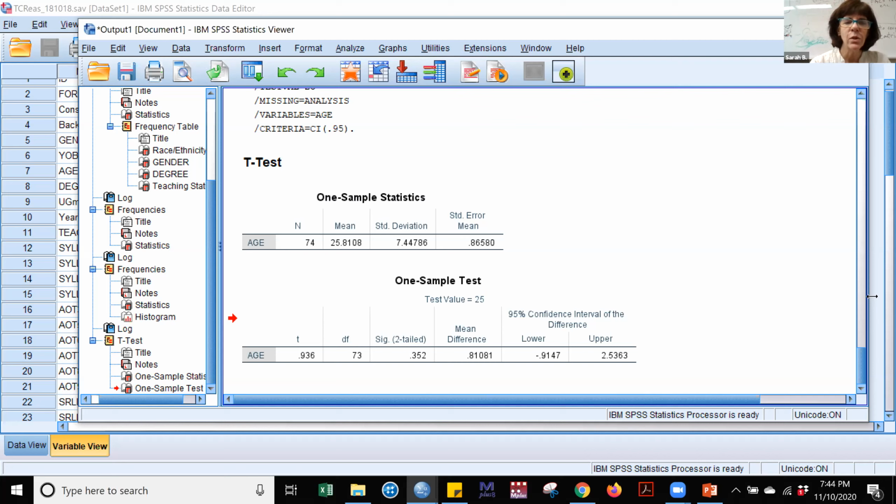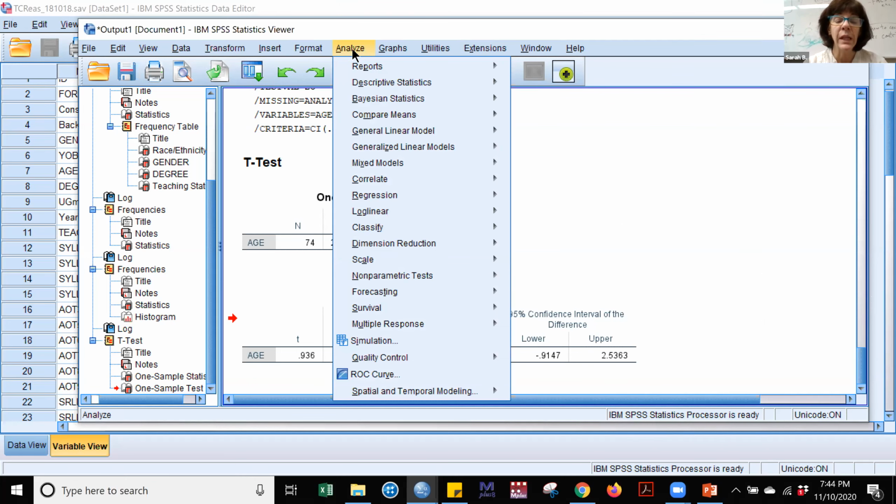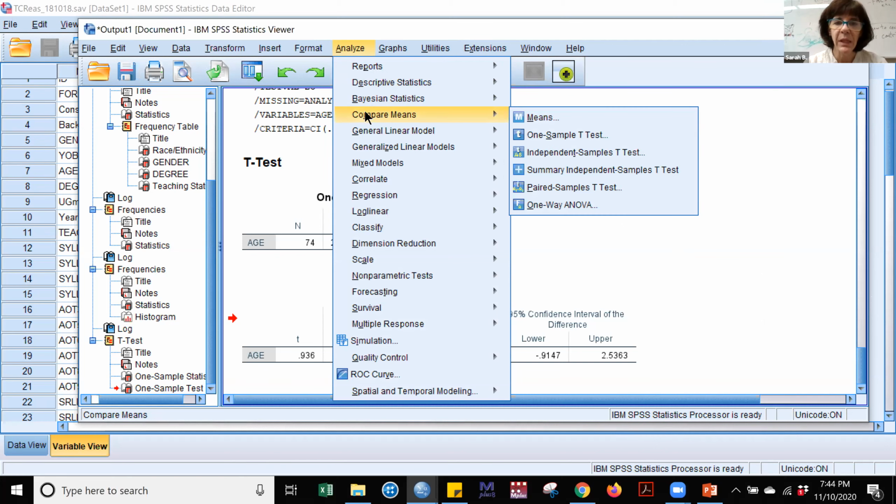But now what we're going to do is look at the two sample test of the difference between two groups, two independent samples. And again, I'm going to find that under compare means. Here's the independent samples t-test. This is under analyze, compare means, independent samples t-test.